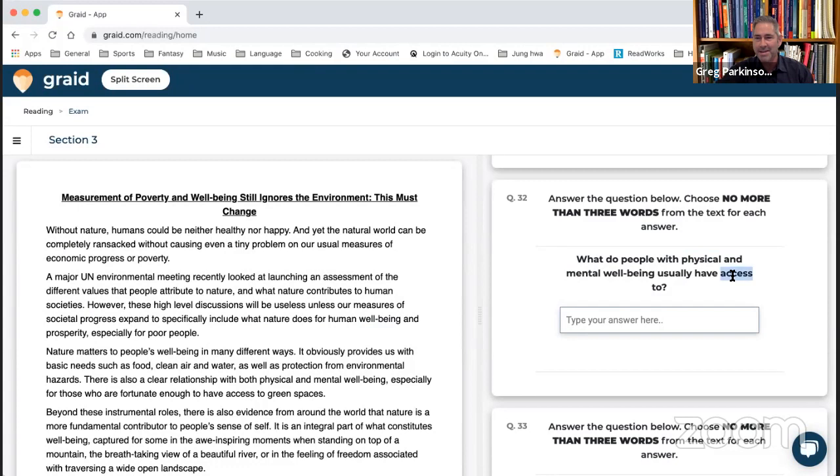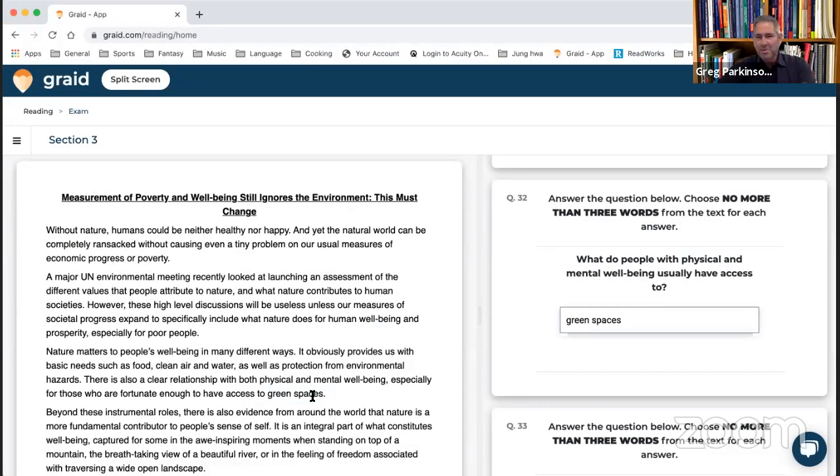Now, we had access in the back of our mind, and this is an easier question, to be honest, because it's not really paraphrased extensively. And what do they have access to? Green spaces. Now, don't do what I did last time and type in the wrong word, because it'll be marked incorrect, and it will definitely be wrong on your test paper as well. So just be careful to make sure you type in the right answers. So green spaces, I'm satisfied with that.